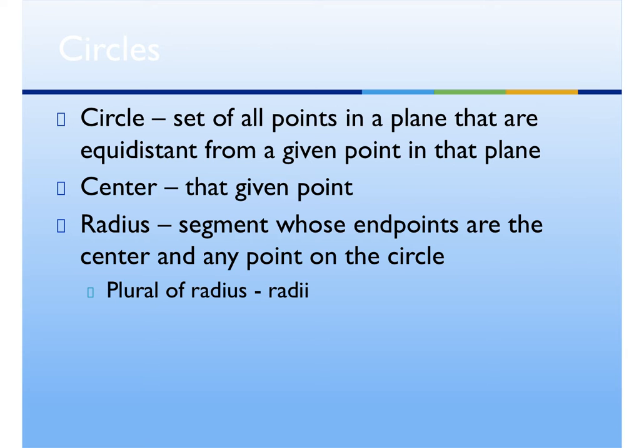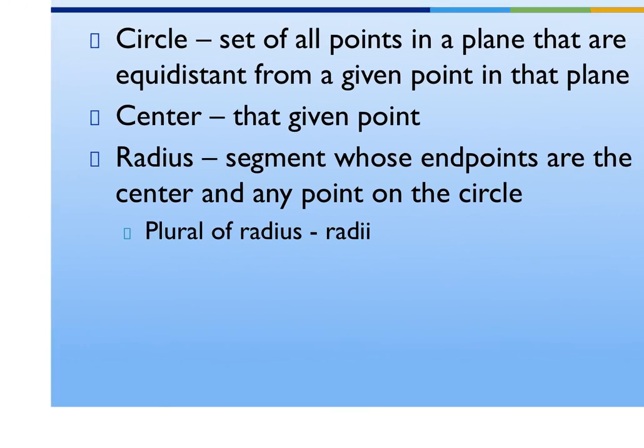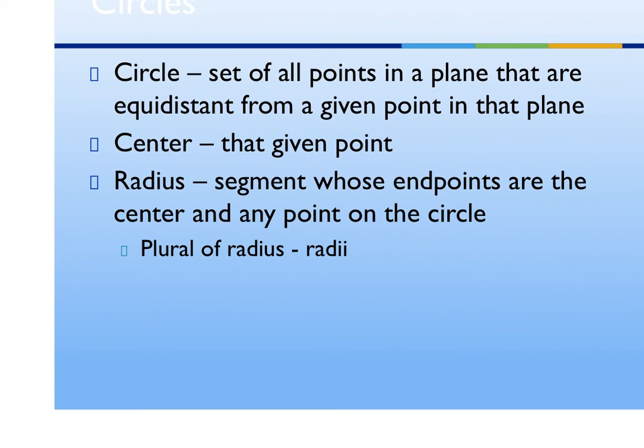First slide, circles. So a circle is a set of all points in a plane that are equidistant from a given point in that plane. The center is that given point, and the radius is the segment whose endpoints are the center and any point on the circle. The plural of radius is not radiuses, it's radii, okay? You'll hear me say radii, I just want to clarify that, okay?